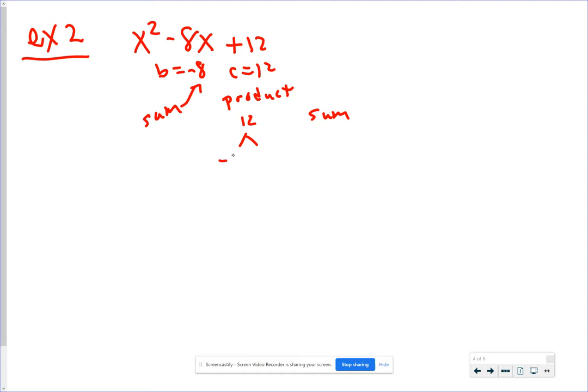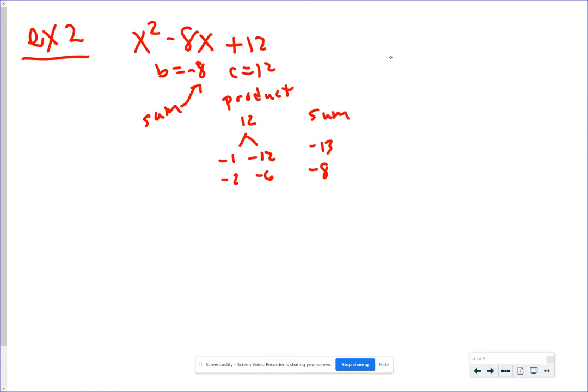All right, so I'm going to start with negative 1 and negative 12, but that sum is wrong. That sum is negative 13. Negative 1 plus negative 12 is negative 13. I could do negative 2 and negative 6. Oh, there it is. That sum is negative 8.